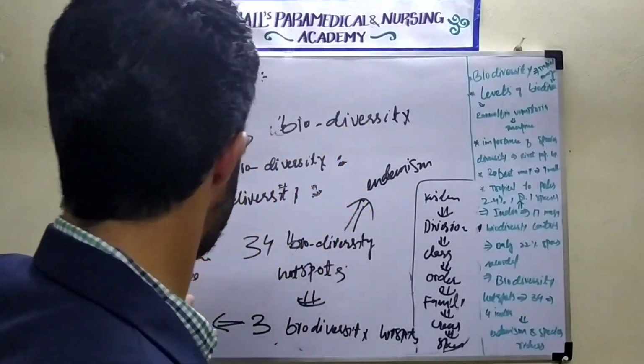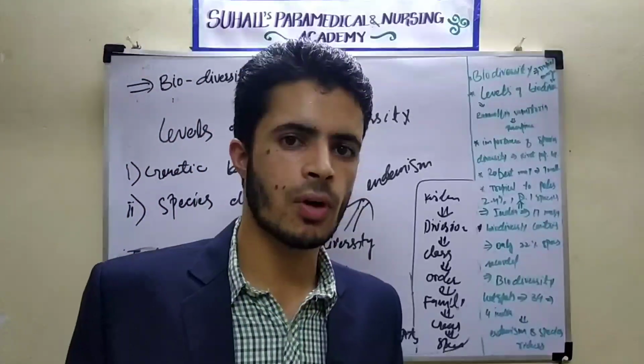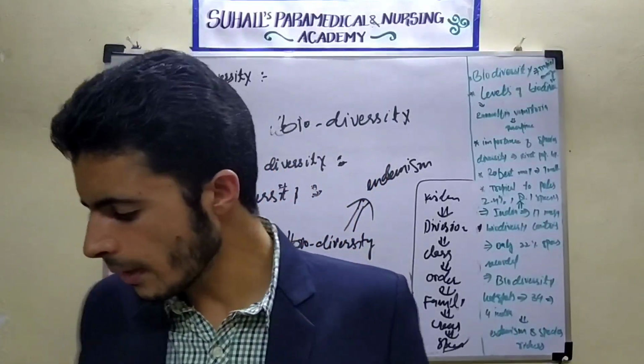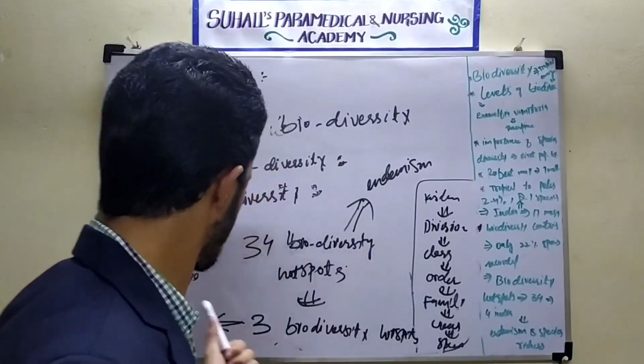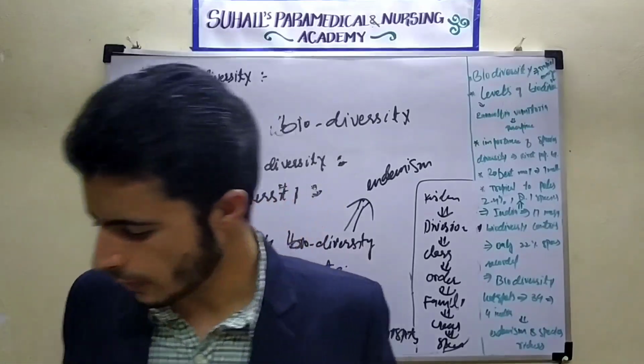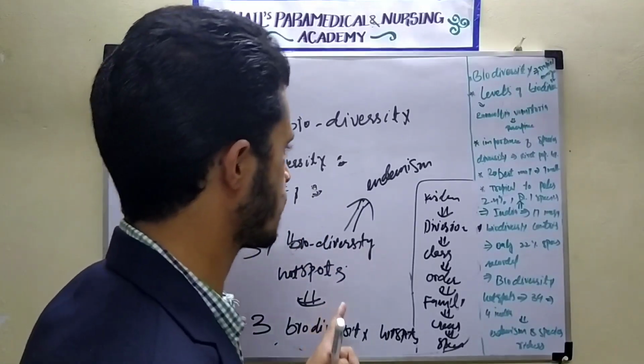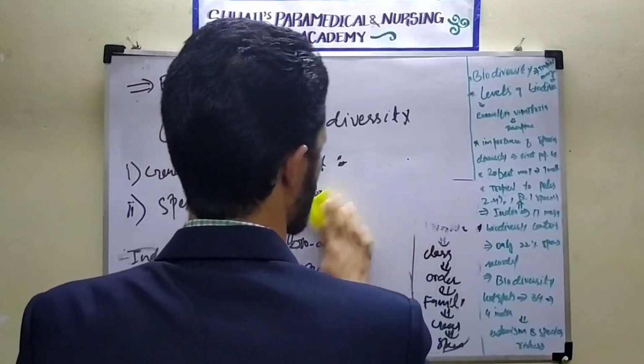I gave the examples that Indo-Burma and Himalaya are two of the biodiversity hotspots, and there is one more, and this time I forgot it. You can check from the book which that one hotspot was. So this was all about species biodiversity.